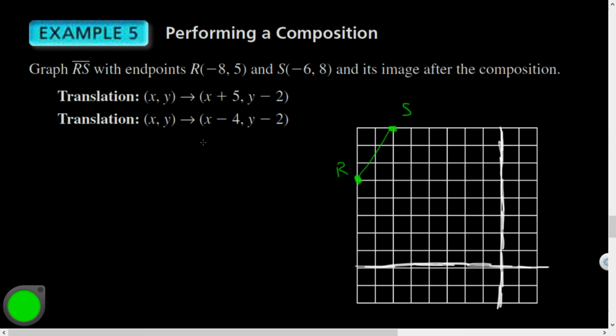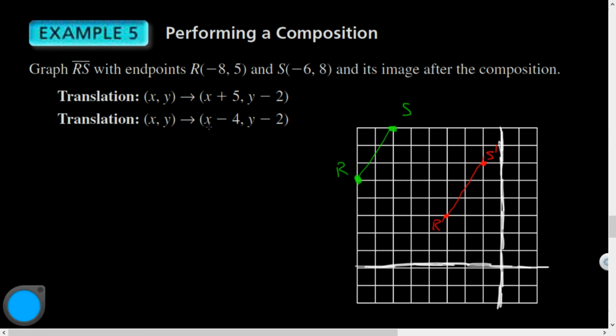And I want to translate both of these points. So the first thing I'm going to do is add 5 and subtract 2. So move it 5 to the right, 1, 2, 3, 4, 5, and down 2. So this would be S prime. And 5 to the right, 1, 2, 3, 4, 5, and down 2. Here's R prime. So there's my first transformation. It's rigid. And now I'm going to do another translation.